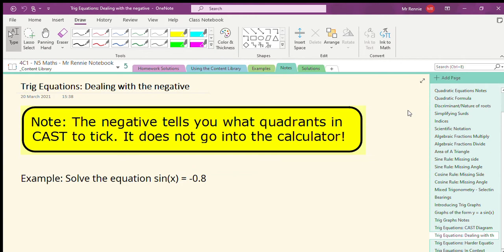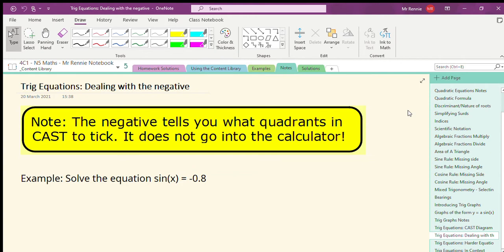What the negative does, the negative tells us what quadrants in CAST for us to tick. If you remember what the CAST diagram is from the previous lesson, it tells us where our graphs are positive. Therefore, if we know where they're positive, it can help us work out also where the curve would be negative, for each sine, cos or tan question that we come across today.